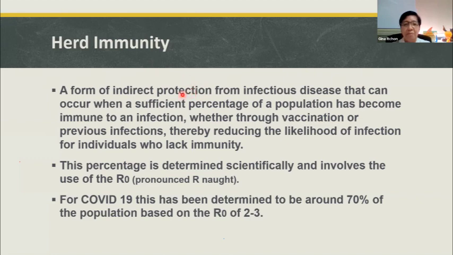Now, this percentage is determined scientifically and involves the use of the R-naught or the transmissibility factor. No? For COVID-19, this has been determined to be around 70% of the population based on the R-naught of 2 to 3. If you have an R-naught of 2 to 3, meaning one infected person is capable of transmitting the disease to 2 to 3 other new susceptibles, no? So that's the R-naught.